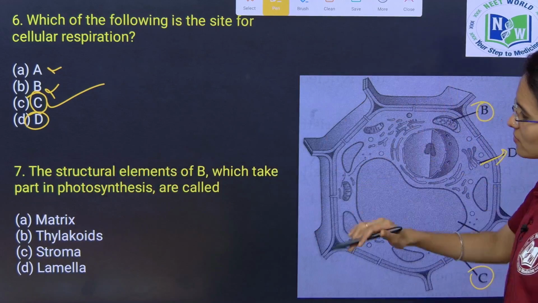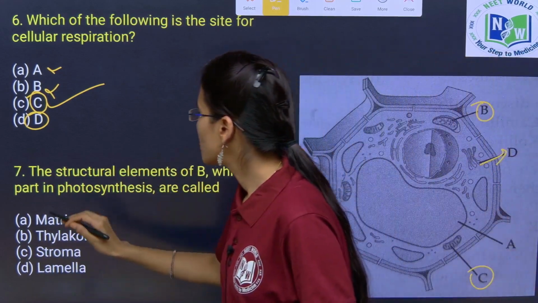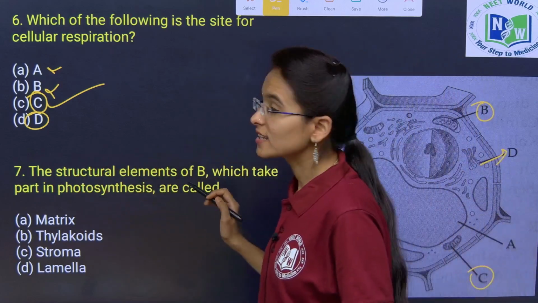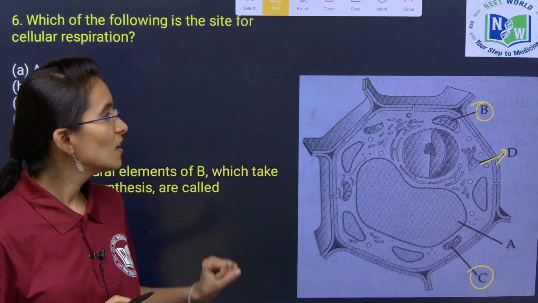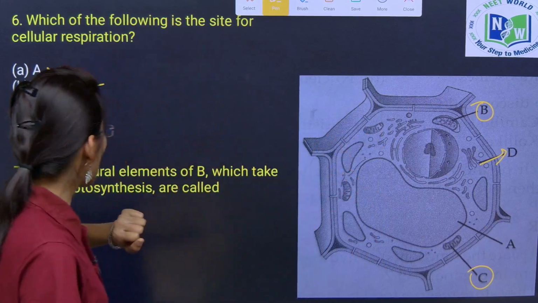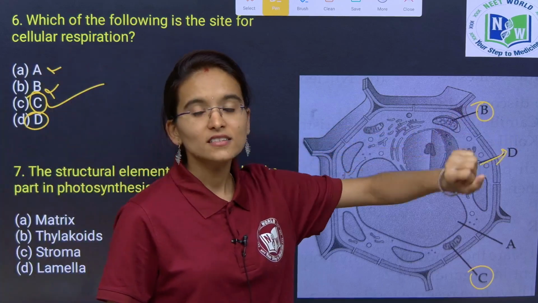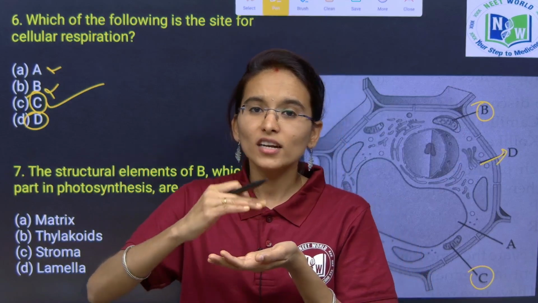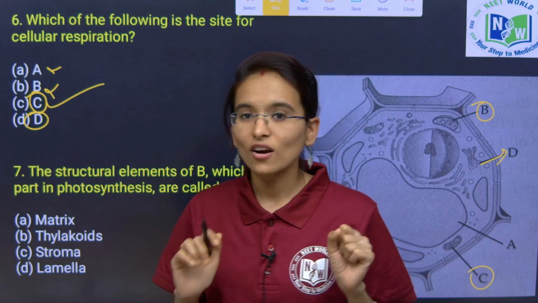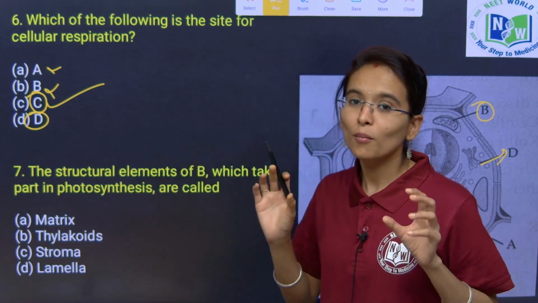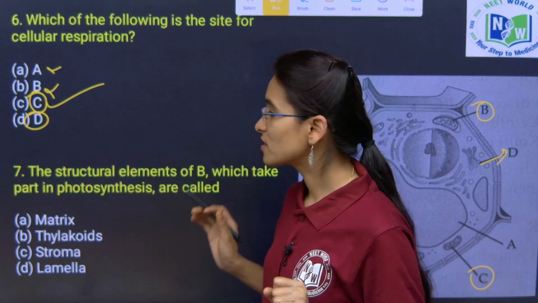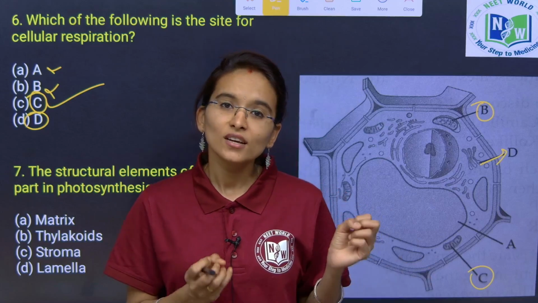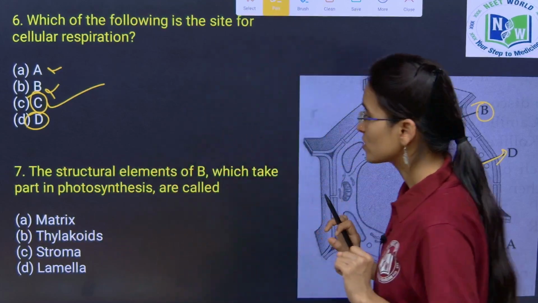Sixth question. Yes, seventh question. The structural elements of B which take part in photosynthesis are called as. What is B first? Actually B is a chloroplast. In the chloroplast we have the stacked structures, which upon one another are called the thylakoids. Thylakoids are actually the components of the chloroplast which are involved in the process of photosynthesis by receiving the solar energy. This is the actual concept.